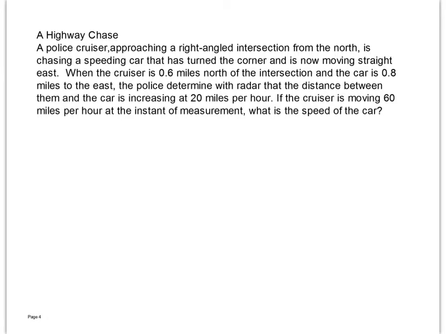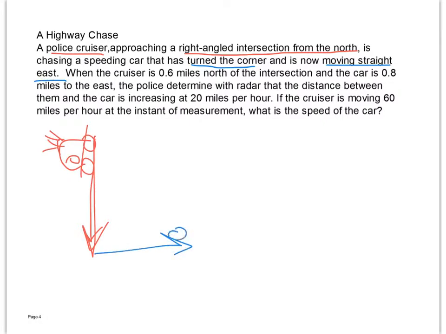All right, now that you've read it once, let's read it for understanding. You've got a police cruiser approaching a right-angled intersection from the north. That means they're going south. Do not mock my terrible drawing. We've got this police car, that's the sirens, trust me, and they're going south, like the arrow shows. It's chasing a speeding car that has turned the corner and is now moving straight east. That way is east. Pictures are not to scale.